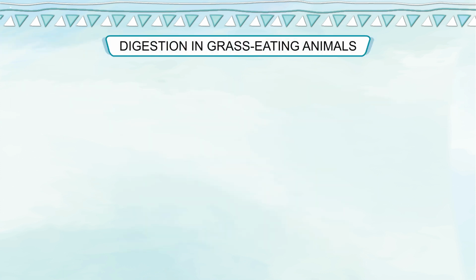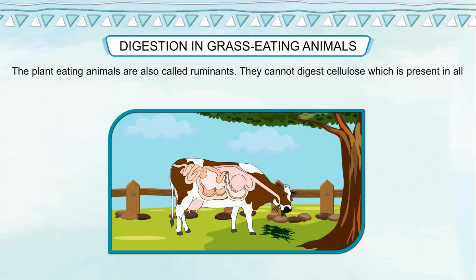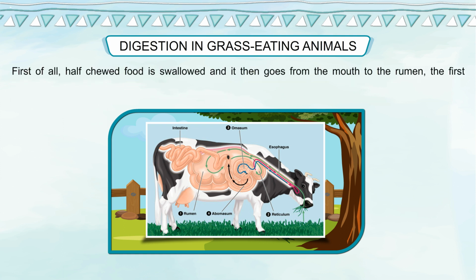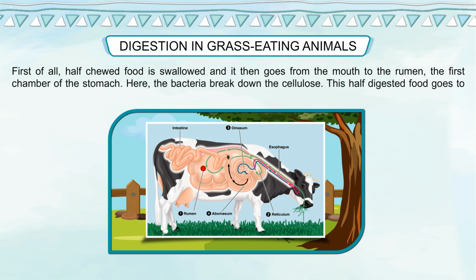Digestion in grass-eating animals. The plant-eating animals are also called ruminants. They cannot digest cellulose which is present in all plants. The digestion in these animals takes place as follows. Their stomach is divided into 4 chambers: the rumen, reticulum, omasum and abomasum. First of all, half-chewed food is swallowed and it then goes from the mouth to the rumen, the first chamber of the stomach. Here, the bacteria break down the cellulose.